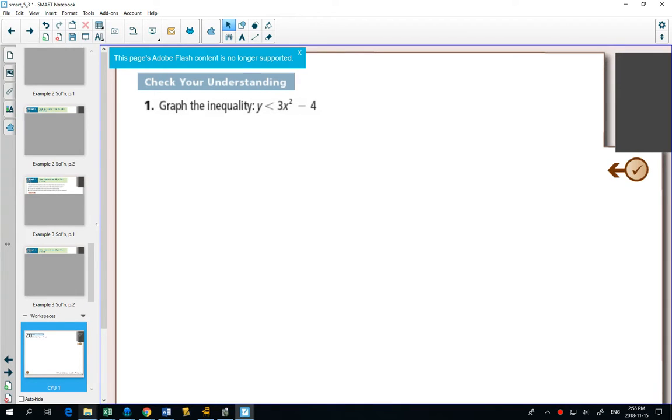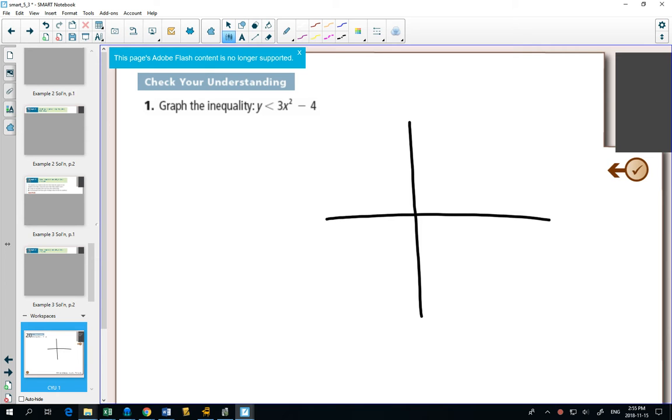We want to graph the inequality y is less than 3x squared minus 4. So we have to use all of our skills from chapter 4 for graphing. Is this in vertex form or is this in standard form already? Can you tell me the vertex? Or do we have to complete the square? Do you know the vertex? Yes. The vertex is going to be at 0 and negative 4.